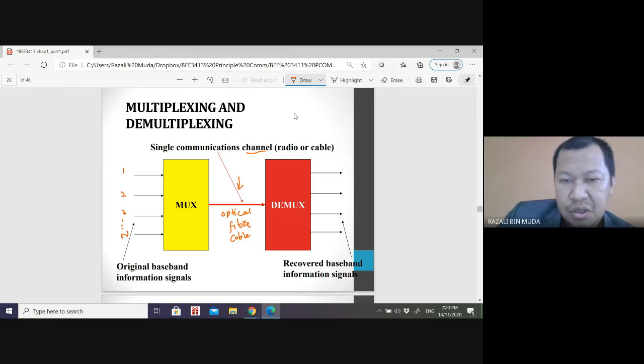Then you have DMUX, which is the reverse process, where all the signals from this single optical fiber cable are recovered into many baseband signals. So you have here 1, 2, 3, and so this is the MUX and DMUX process.